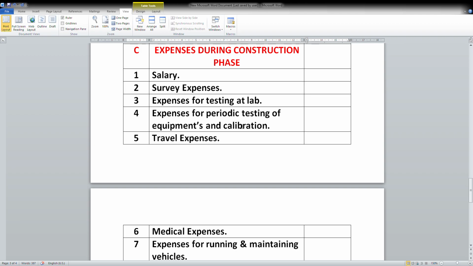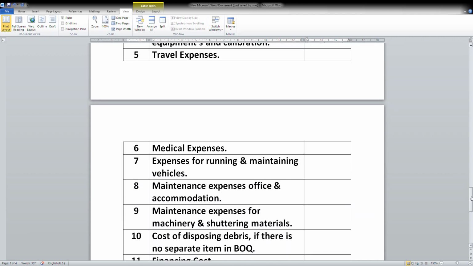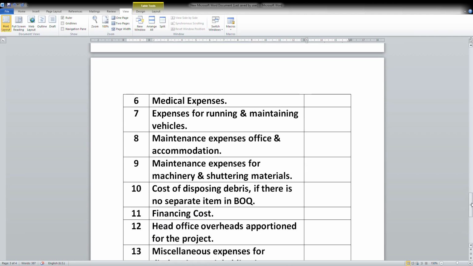Expenses for periodic testing of equipment and calibration. It is important to always maintain a calibration certificate for each instrument. There is a certain cost to it, and that cost can be captured. Travel expenses, which is conveyance or travel expenses from HO to site, or whatever the applicable travel expenses, can be considered here. Medical expenses can be considered here. Expenses for running and maintaining vehicles, for any vehicles that are there, have to be considered here.